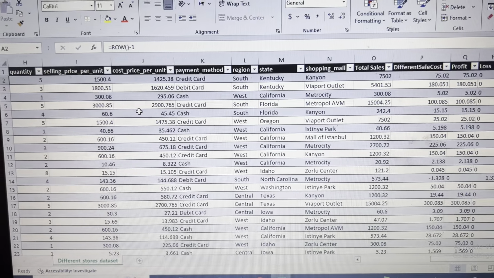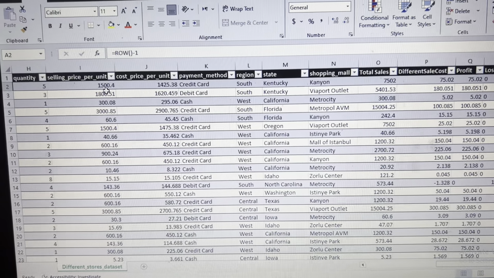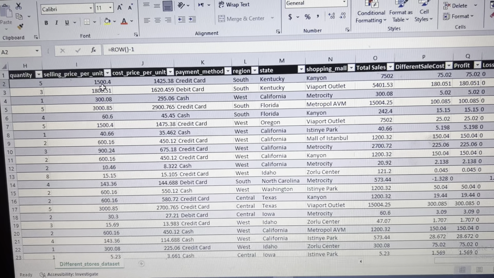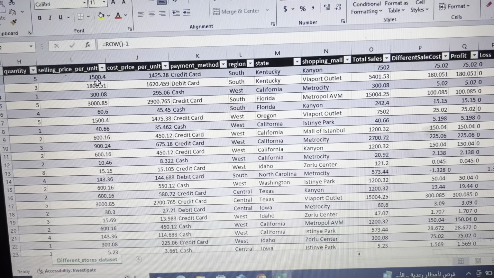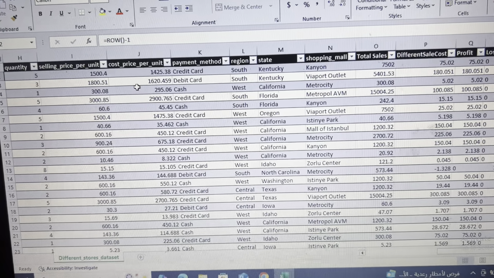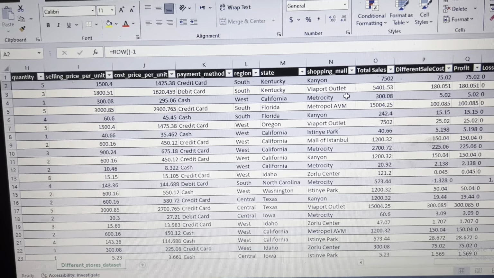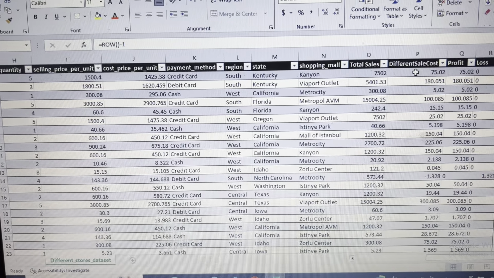What are these? The selling price per unit is how much did you sell this thing for. The cost price per unit is how much does it cost. So when we subtract them, we'll get different sale cost.